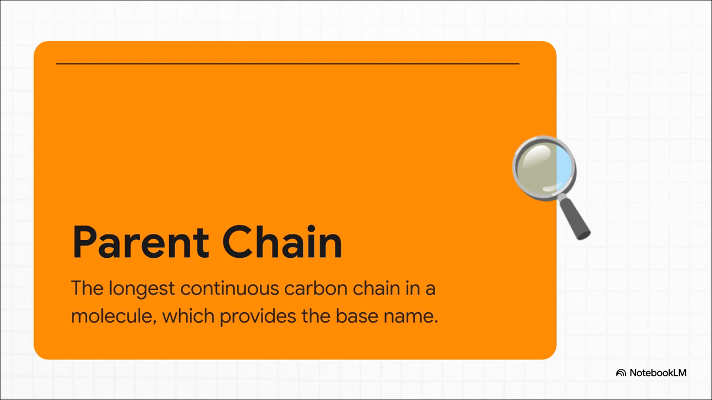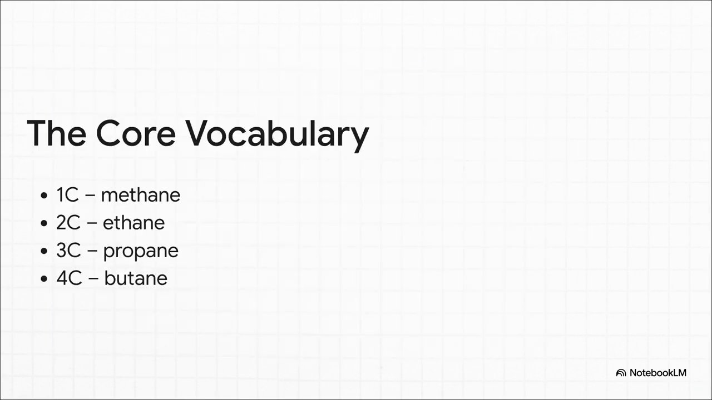Okay, so the very first rule is to find what's called the parent chain. Just think of it like the spine of the molecule. All you have to do is find the longest possible path of connected carbon atoms, and boom, that gives you the molecule's last name. And that last name comes from a core vocabulary. Seriously, think of these as the first 4 words you just need to know. 1 carbon is methane. 2 carbons, that's ethane. 3 is propane, and 4 is butane. Pretty much everything else we're going to talk about is built from these roots.